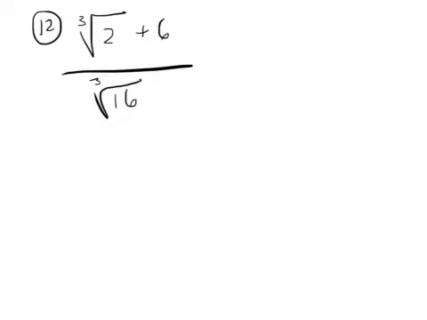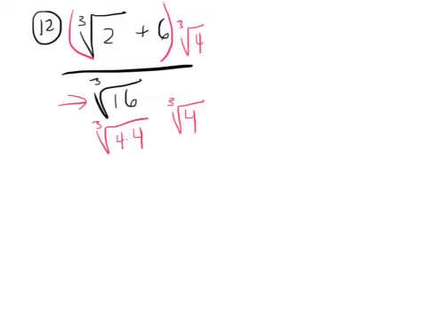In order to simplify the expression in number 12, I need to rationalize my denominator, which is the cube root of 16. I need to multiply this by whatever it's going to take to make it a perfect cube. Now I know the cube root of 16 is the cube root of 4 times 4. If I multiply it by the cube root of 4 again, that's going to give me a perfect cube in my denominator, because I'll have the cube root of 4 times 4 times 4, which is 64. So here we go. I'm going to multiply top and bottom by the cube root of 4.